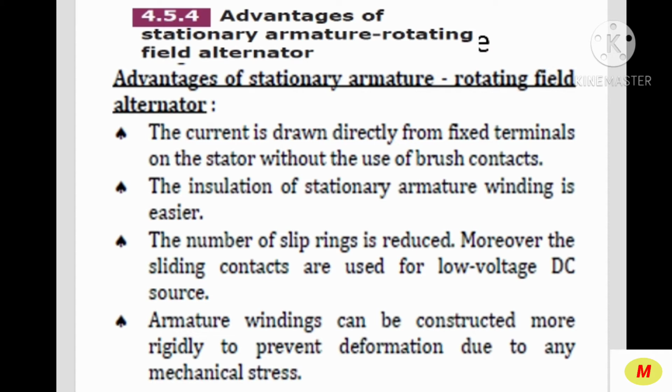Armature windings can be constructed more rigidly to prevent deformation due to any mechanical stress.